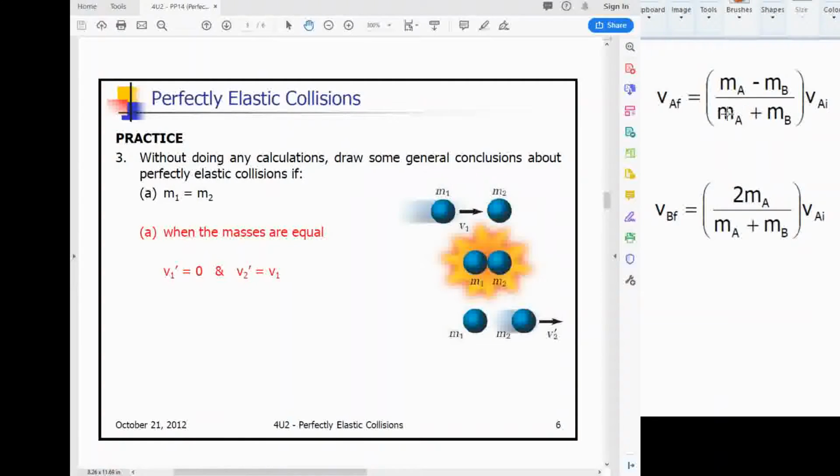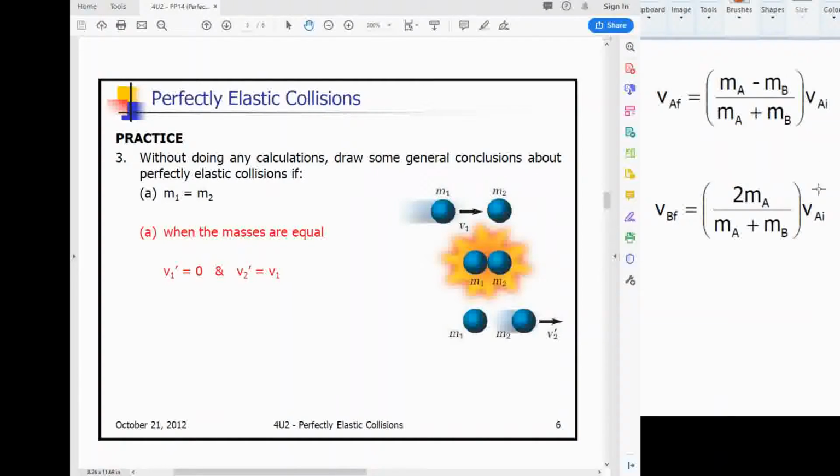If m1 is equal to m2, then for VAF we would have a 0 in our numerator, because MA in this case would be equal to MB. So our numerator would be 0. The denominator would be 2 times that mass. But 0 divided by anything is 0, meaning that 0 times VAI would be 0. So VAF would be 0. This would imply that our object A, or our object 1, would stop.